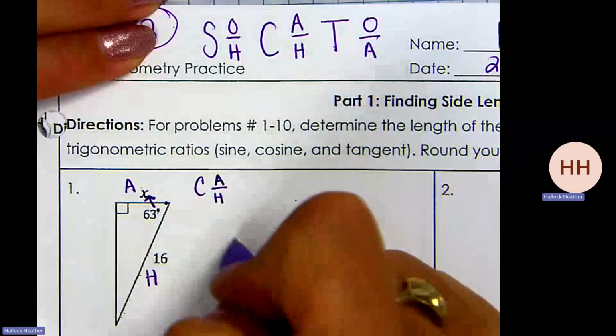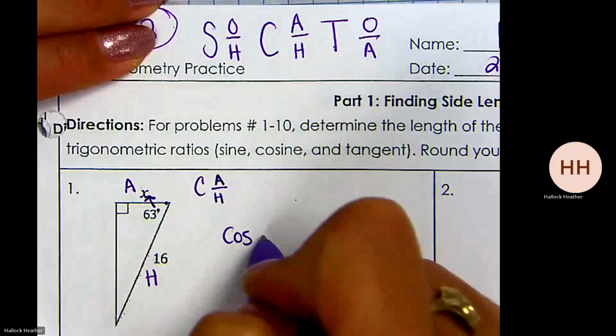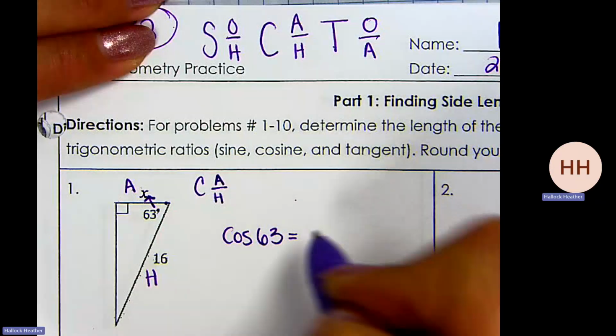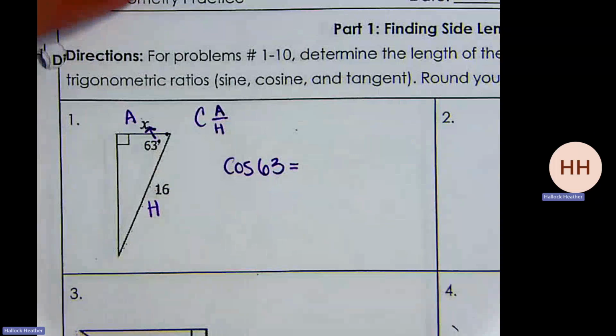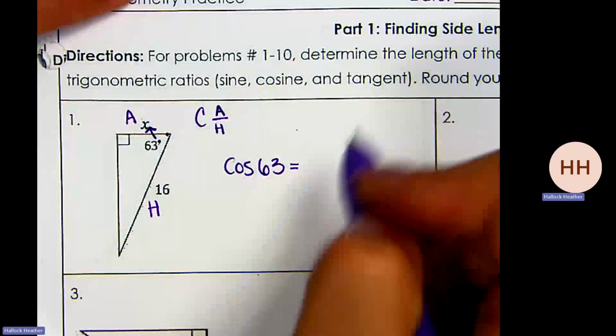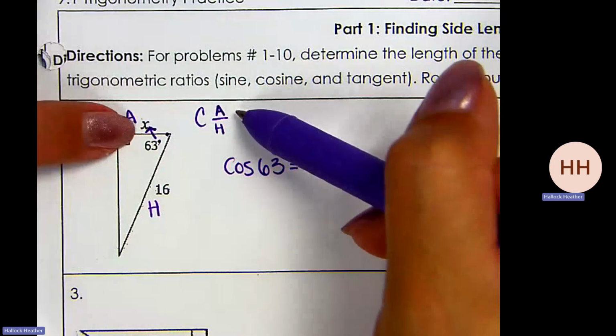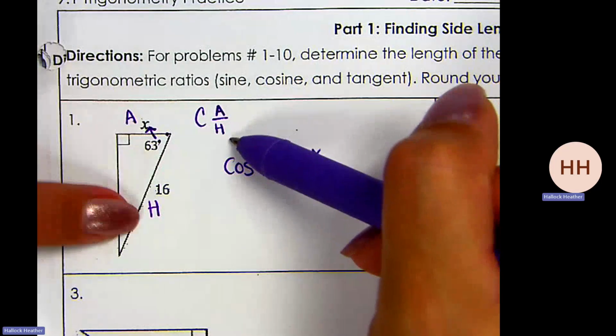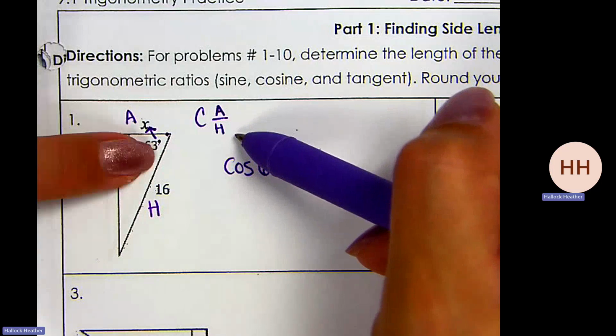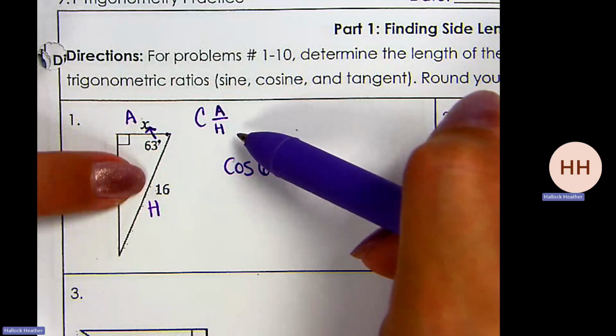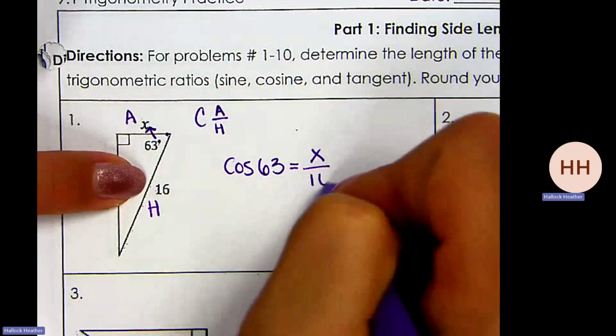So I'm doing cosine of 63 equals, and now what has to be in the numerator of my fraction? No, not hypotenuse. Not 1. X. X is adjacent. Adjacent needs to go in the numerator. So adjacent is X, that's going to go up top. Hypotenuse is technically always the denominator if you're using the hypotenuse. So the longest side is 16. That's going to go down here.